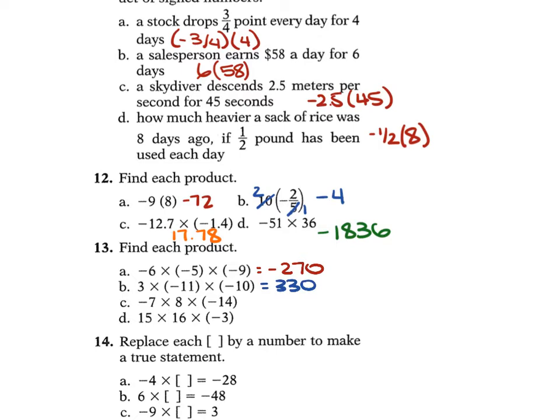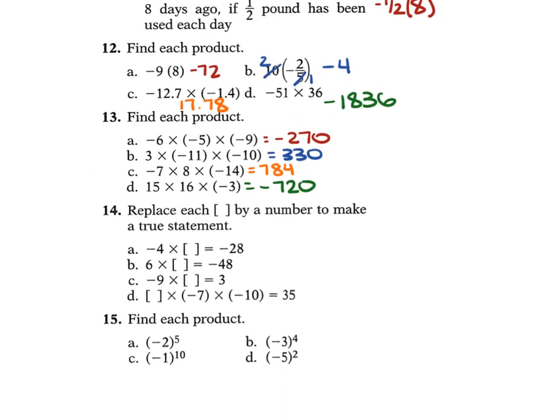For C, we have -7 times 8 times -14. So we have a negative times a positive times a negative, which is going to give us a positive. So 7 times 8 is 56. If we multiply that by the 14, that gives us 784. For D, we have 15 times 16 times -3. A positive times a positive is a positive, times a negative gives us a negative. So the 15 times 3 is 45. If we multiply that by 16, we get -720.